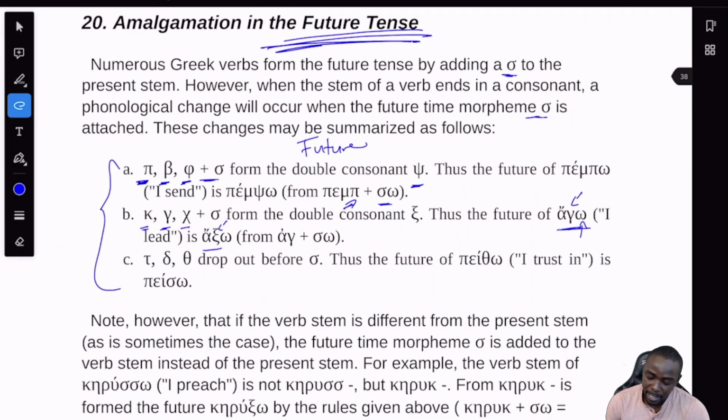And then finally, whenever the stem ends with tau, delta, or theta, one of them drops out in the future tense. So you have peitho. Notice it ends with a theta. If you want to put it in the future tense, the theta drops out. Now you have peiso. I will trust it. All right.